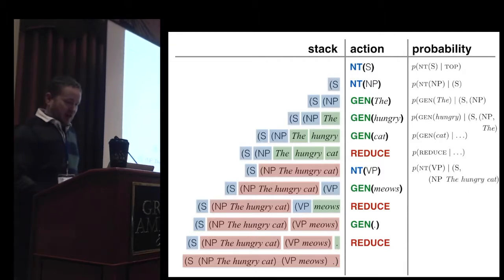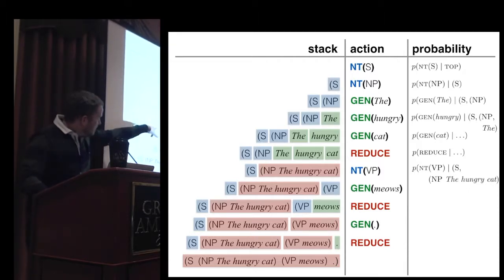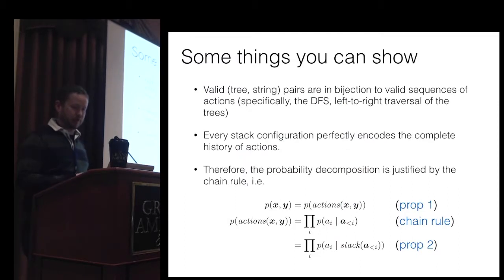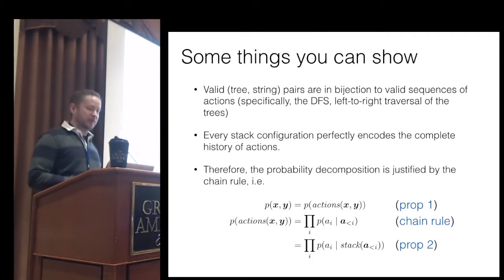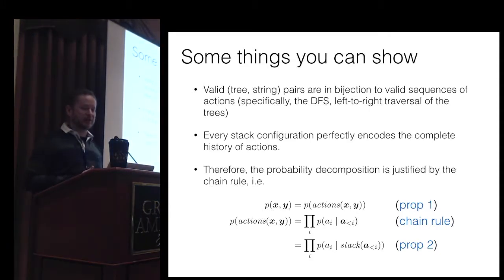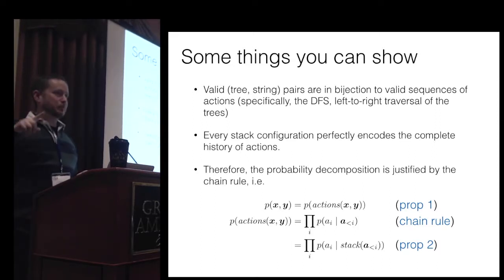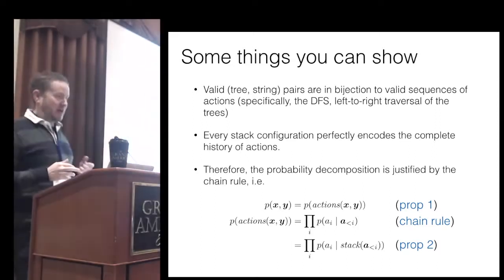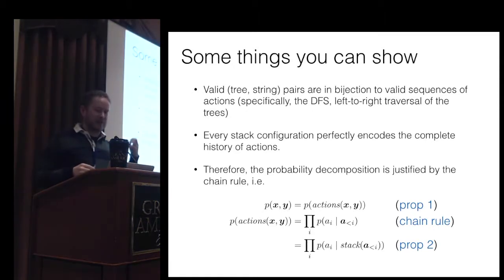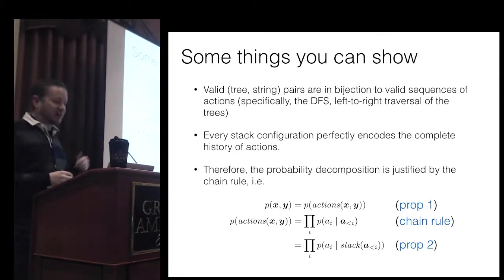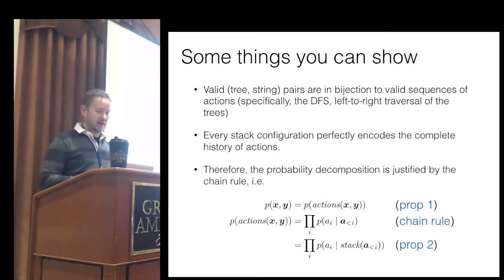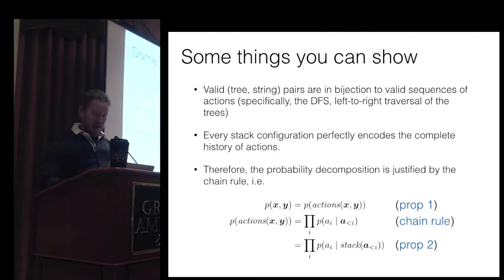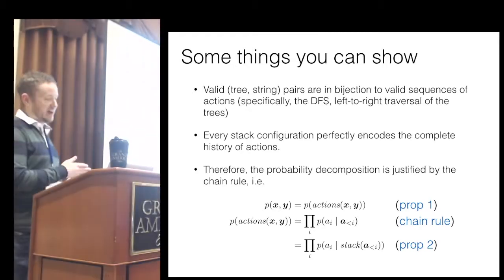Okay, so what are these probabilities that we want to define? A couple of things we can show first. First, all valid tree-string pairs are in a bijection to valid sequences of actions, so we can't do things like close parentheses that aren't open, and we can't close empty parentheses, although you could imagine that variant. The second thing that you can see with a little focus is that every stack configuration perfectly encodes the complete history of actions.